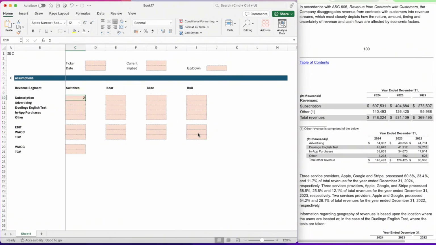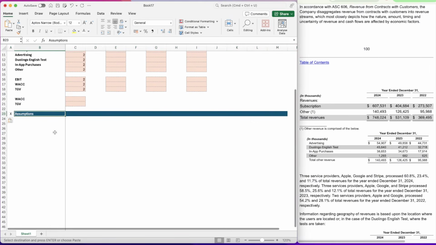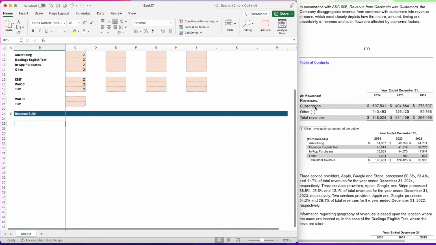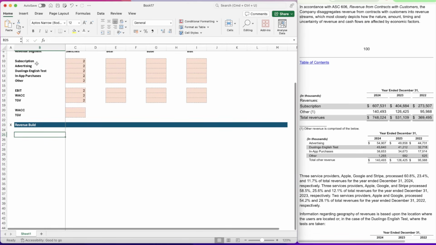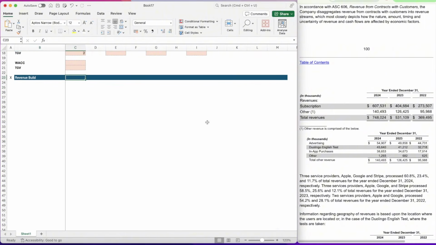In the switches, leave them all to 2, but leave this one blank. We won't need to do anything with that yet. Functions. Now revenue build. We have quite a few, so we have, what is it? We have 5 revenue segments. So let's start going. We're going to begin in 2022.